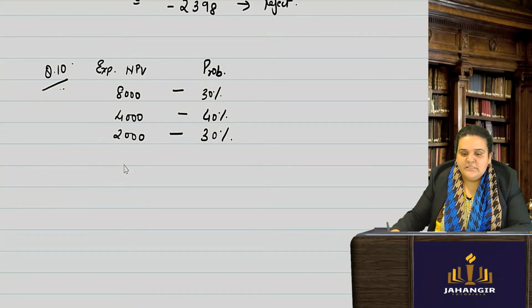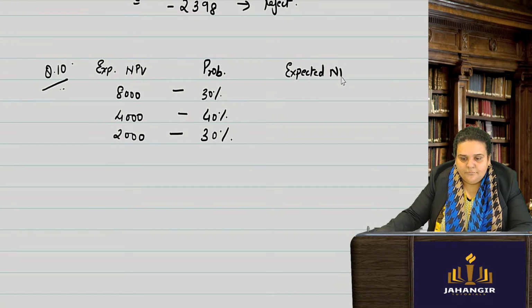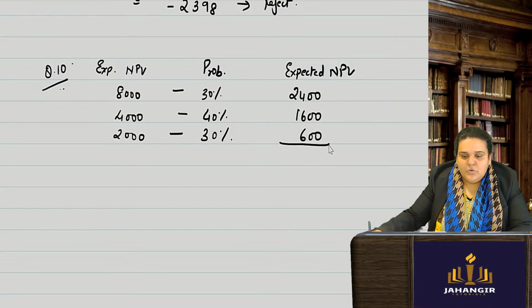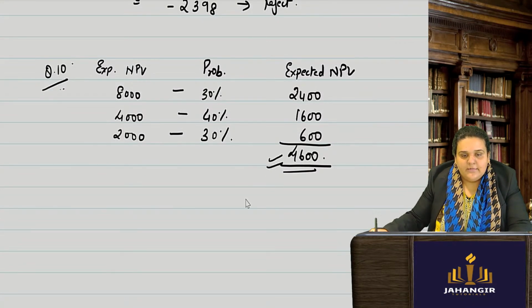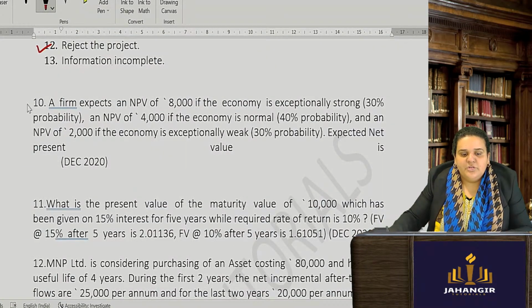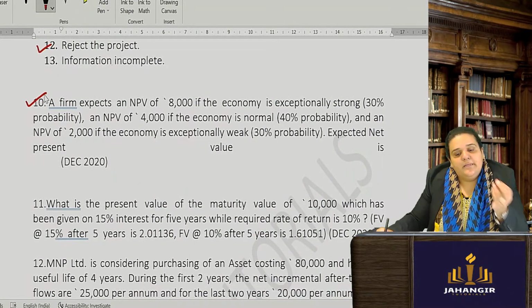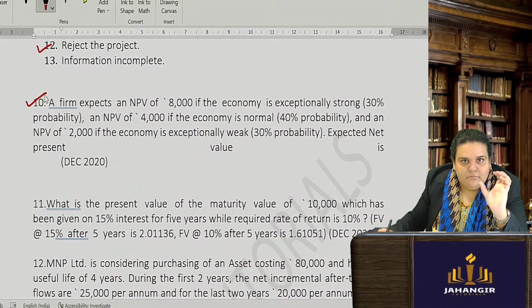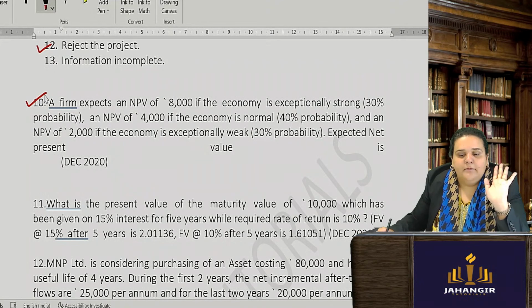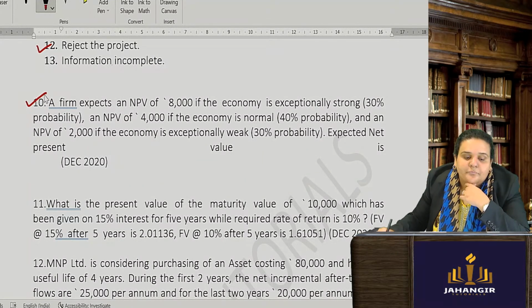So what I will do is simply multiply my NPV with the probability, and I will get the actual expected NPV. 8,000 into 30% will be 2,400, then 1,600 and 600. So the actual expected NPV is going to be 4,600. This will be your answer. So simple. Whenever they ask you anything based on probability, you have to multiply the expected NPV with the probability. You will get the expected net present value. Clear?